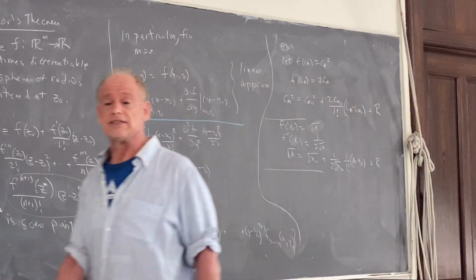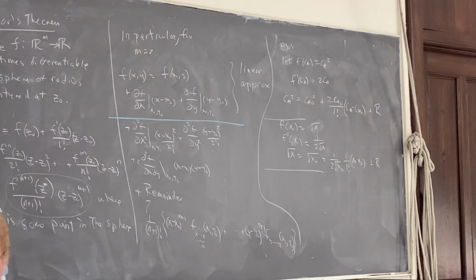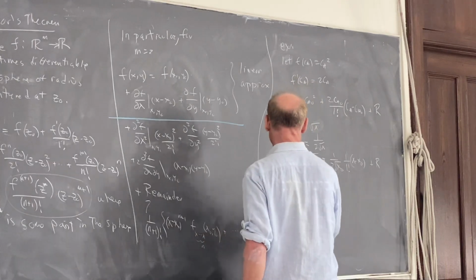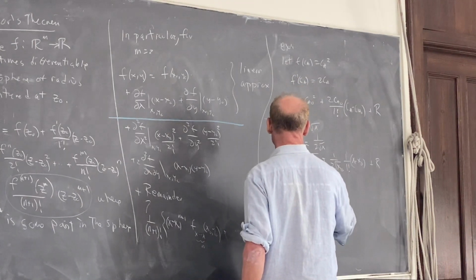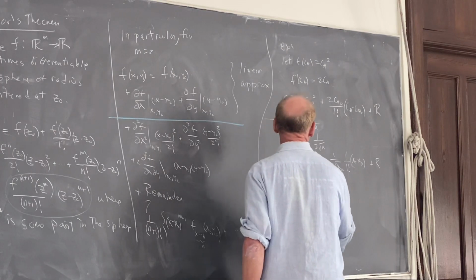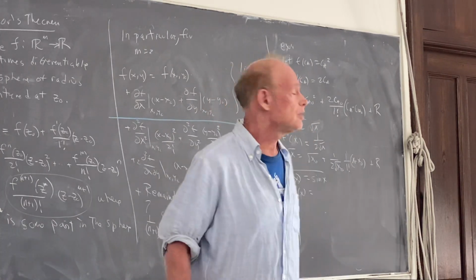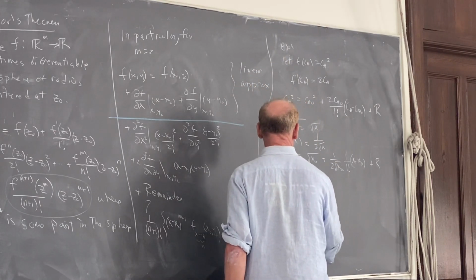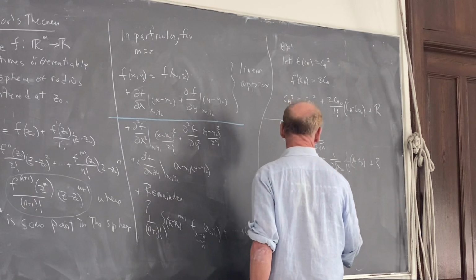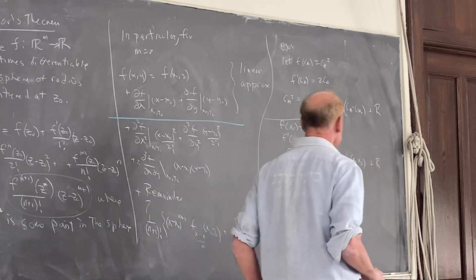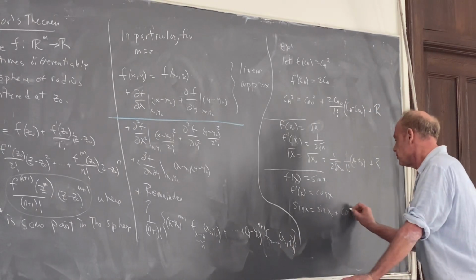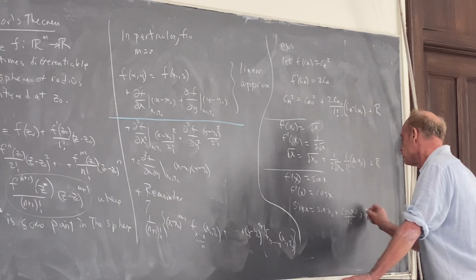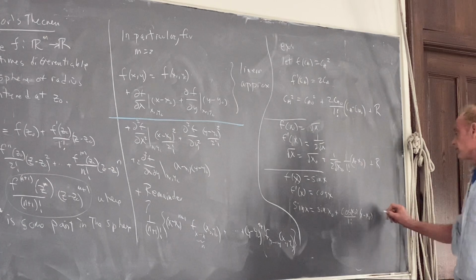Why don't we do another example? Let's see. How about sine x? What's f prime of x if f is sine x? Cosine x. So that tells me that sine x is equal to sine of x0 plus cosine of x0 over 1 factorial times x minus x0. And in fact, plus a remainder.